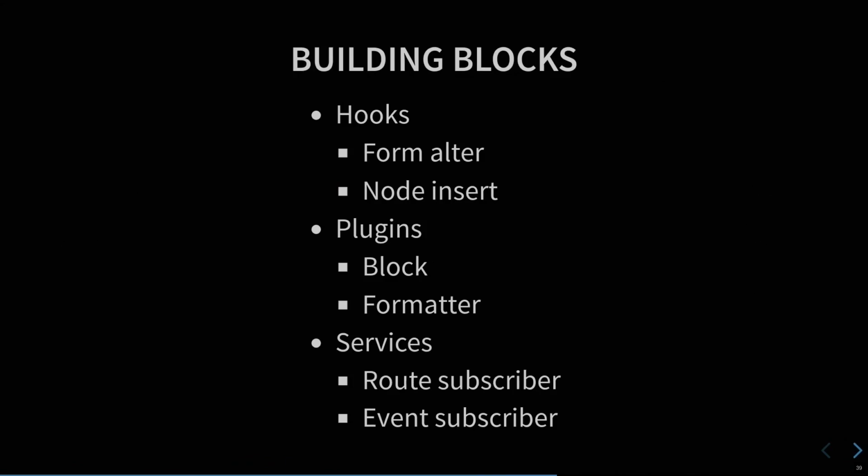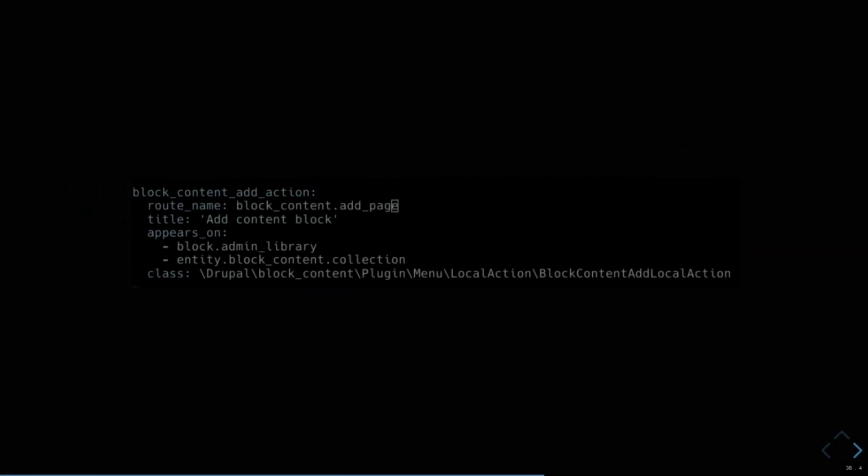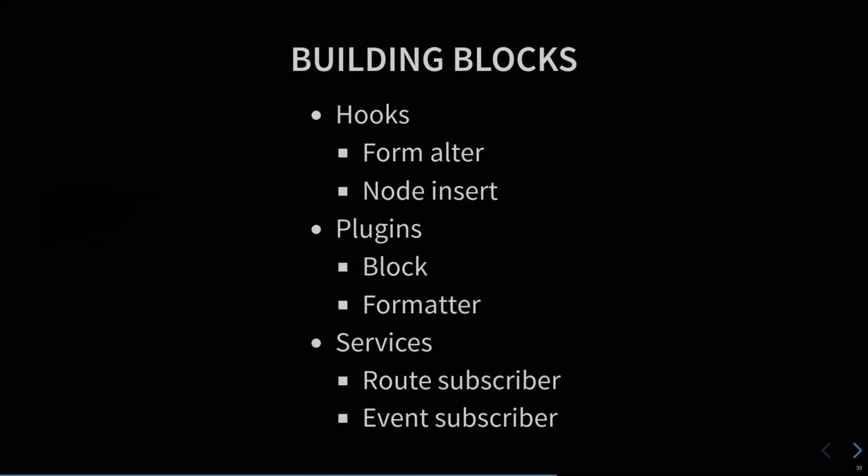So we look at hooks. Example hooks are form alter and node insert. Plugins: we've looked at the PDF filter, and we've looked at just now the local action, and formatters are common plugins that you'll write. And then services include the route subscriber and the event subscriber, and that's getting more advanced. But those are your entryway into modifying what Drupal is doing. Those are the broad areas to branch out into once you know what you're trying to do and you're drilling down.